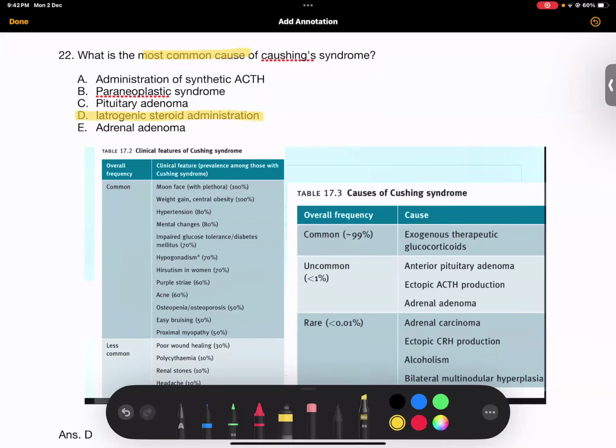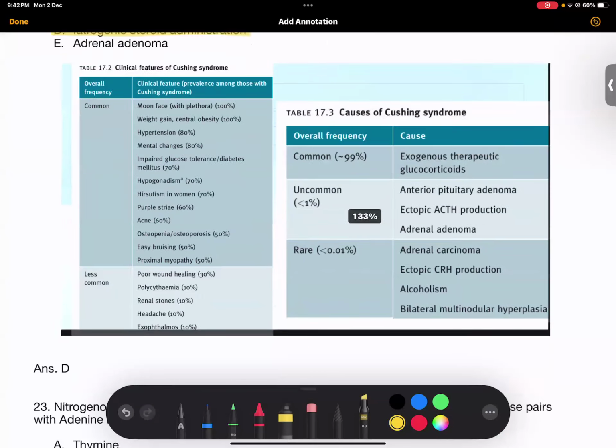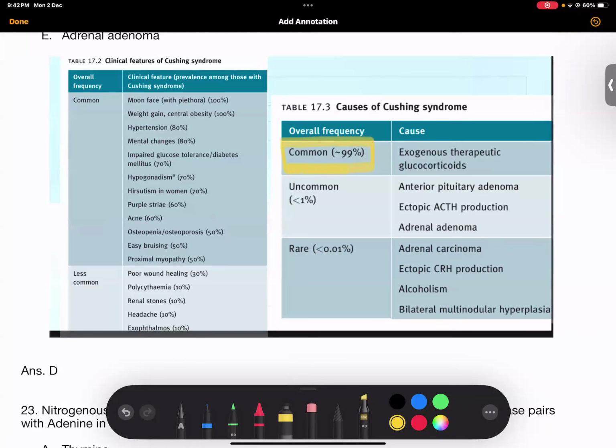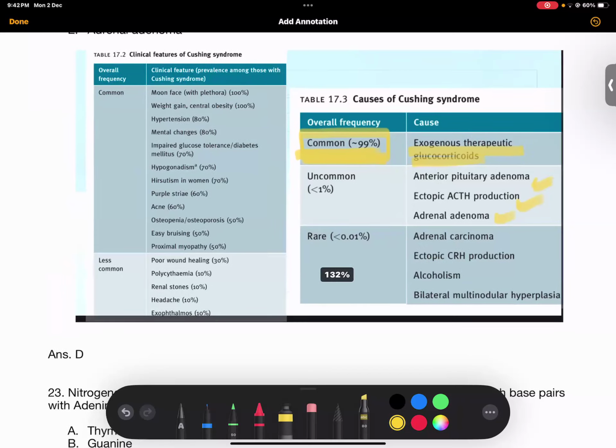You have these tables in your book. So overall frequency, if you see, the common, like 99% of cases, is exogenous therapeutic glucocorticoids. And uncommon, you can say, are pituitary adenoma, ectopic production, adrenal adenoma. Okay, so you just have to remember the most common cause. And that is iatrogenic or therapeutic steroids, which you are taking in the form of any treatment.